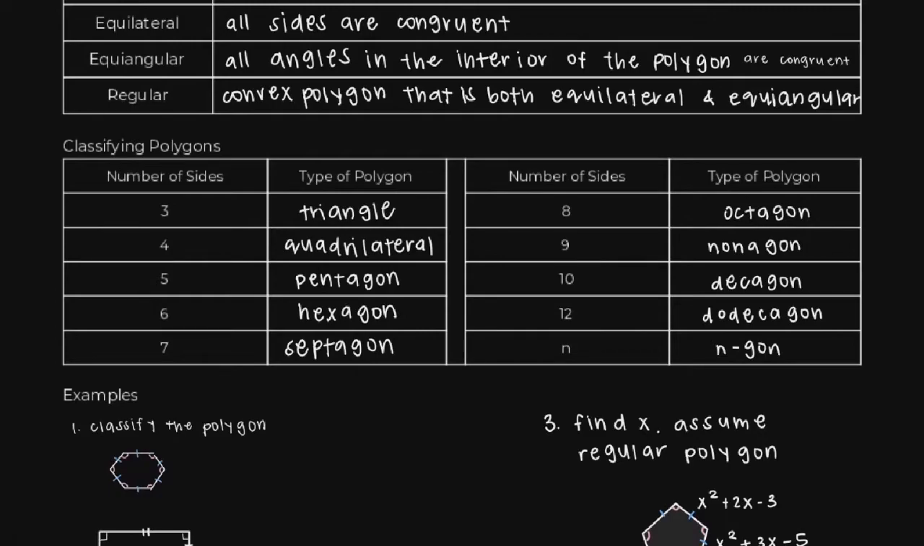When classifying polygons, we have these names. If it has 3 sides, it's called a triangle. 4 would be quadrilateral. 5 is a pentagon. 6 is a hexagon. 7 is a septagon. 8 is an octagon. 9 is a nonagon. 10 is a decagon. And 12 is, I don't know how to say it, but I'll leave the name there. And n would be n-gon. So if you had 17 sides, it would just be a 17-gon.